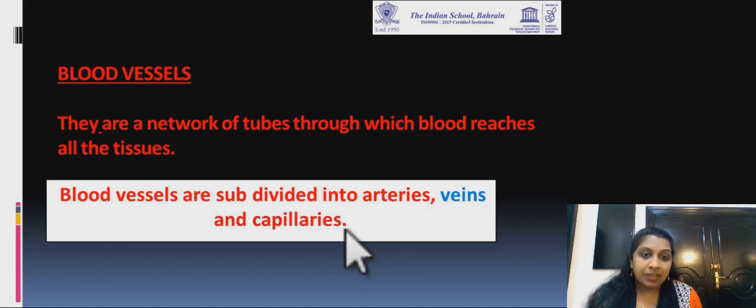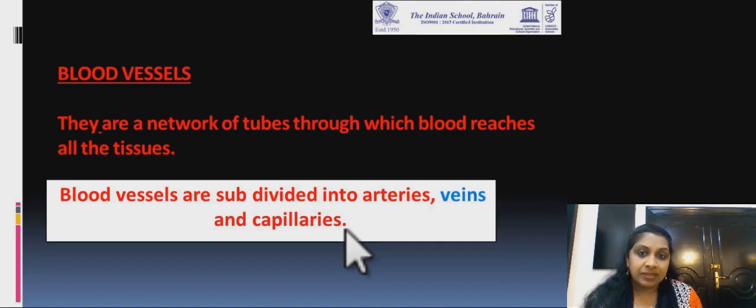Arteries carry oxygenated blood from the heart to different parts of the body. Veins carry deoxygenated blood from the different parts of the body back to the heart. Arteries have thick elastic walls because the blood flows under high pressure. Veins have thin walls because the blood flows under low pressure. Arteries do not have valves, but veins have valves.